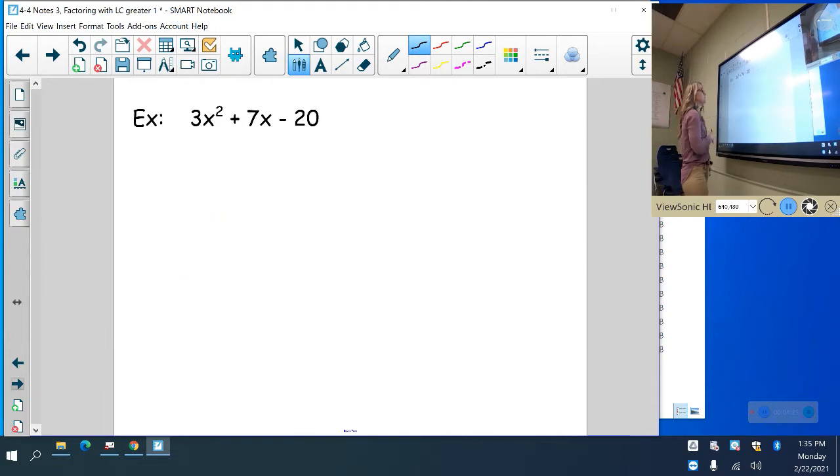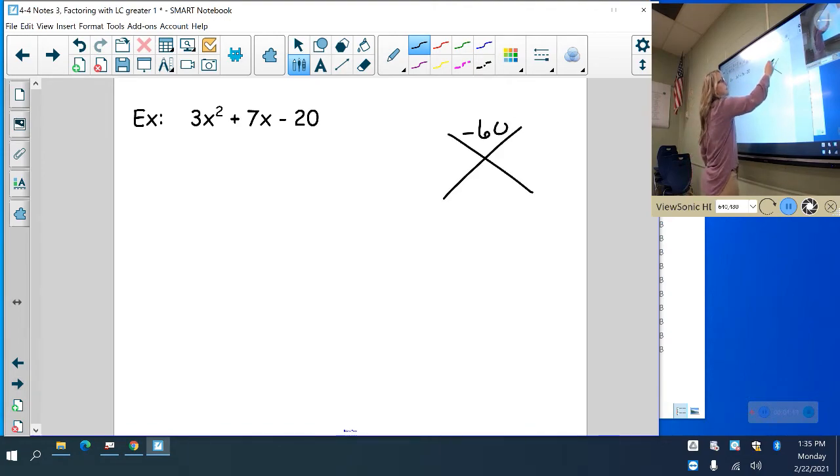Let's do it again. First step, check for a negative or a greatest common factor. 3, 7, and 20. Well, 7's prime and 3 is prime, so those do not have a greatest common factor. So let's keep going. Go ahead and multiply 3 by negative 20, which is negative 60. Has to add up to 7.